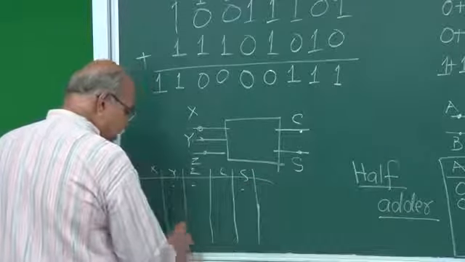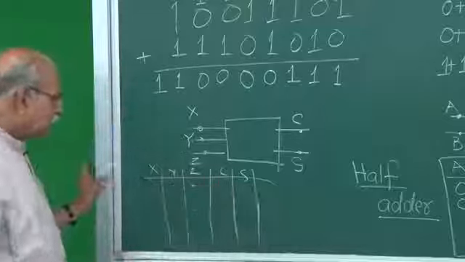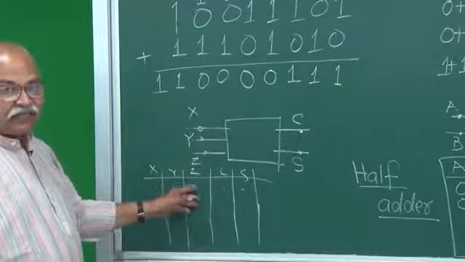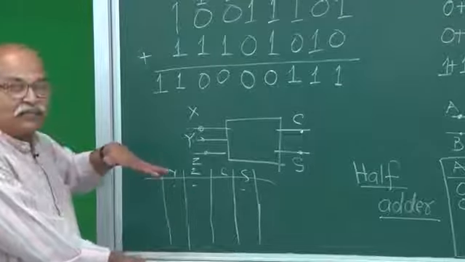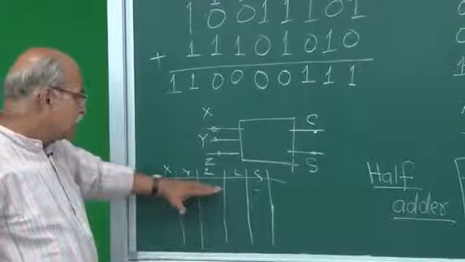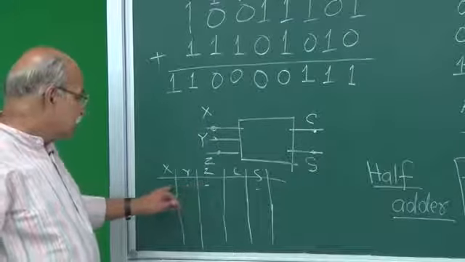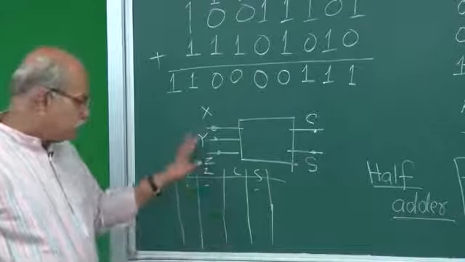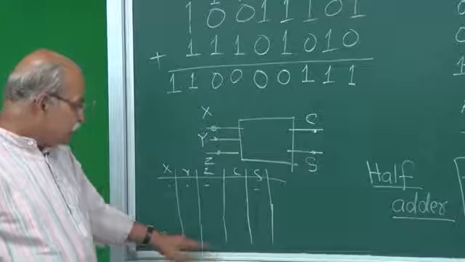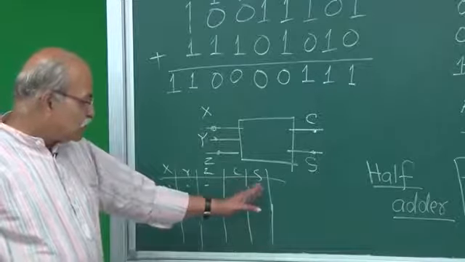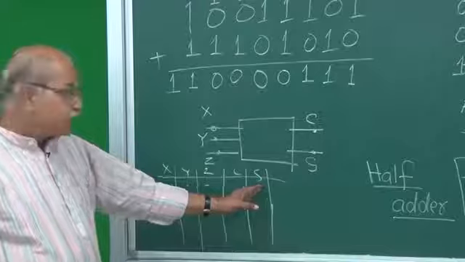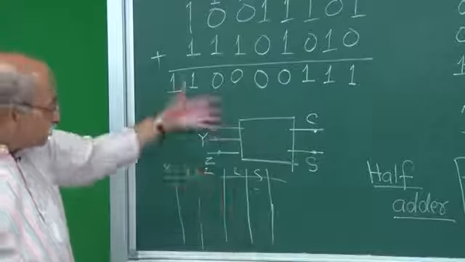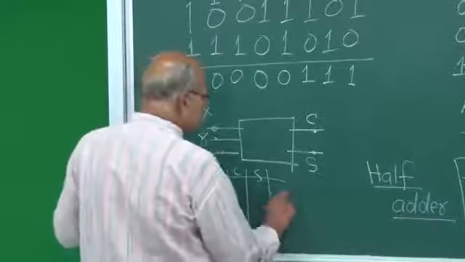How many rows will be there? There are 3 inputs. Each input can be 0 or 1. So all those combinations are to be written, all those combinations are to be exhausted. 0, 0, 1, 0, 0, 0. So there will be 8 rows, and for each row you know how much is C and how much is S, and that kind of circuit which can do this is known as full adder.